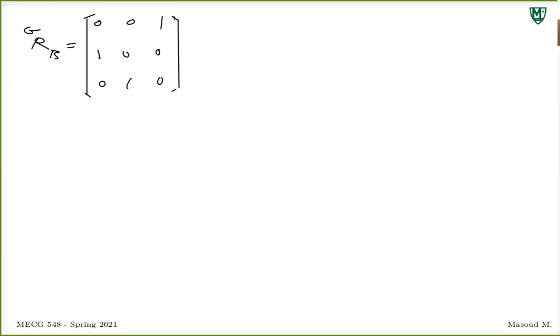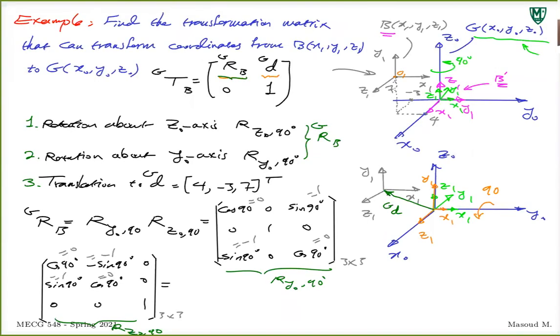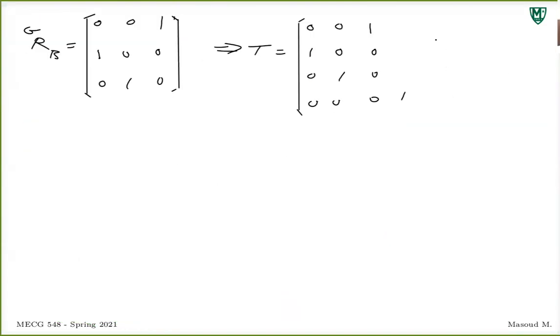You know RBG, you get your transformation matrix, or DG. Well, DG, I already put it there, so I can write the transformation matrix for you here. So T becomes a 4 by 4 matrix, right? The top left 3 by 3 matrix would be 0, 0, 1, 1, 0, 0, 0, 1, 0. This row is always 0, and this is 1. And here you put your DG, which basically is 4, minus 3, 7.